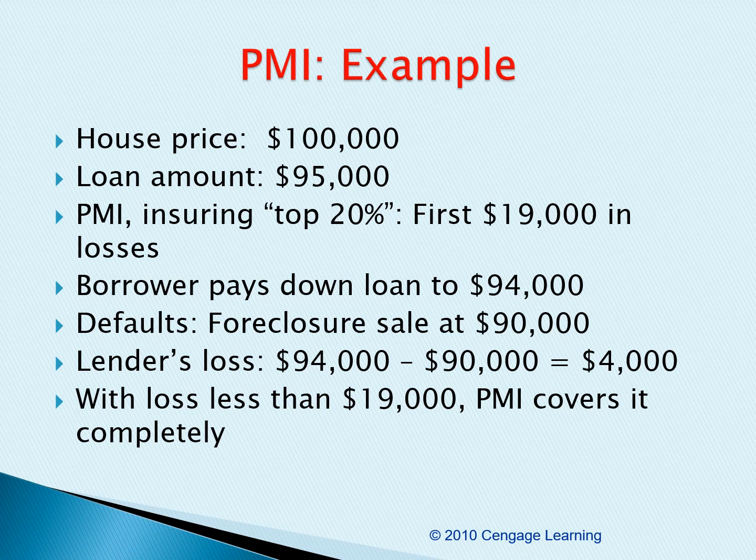So you go to foreclosure and the house sells at foreclosure for $90,000. Well, the loss is only going to be $4,000 because you've paid it down to 94, it's sold for 90, so $4,000 is the only loss that the lender is going to see. Now, with private mortgage insurance, they're completely covered because the lender is covered with a loss up to $19,000. So PMI covers all of that.